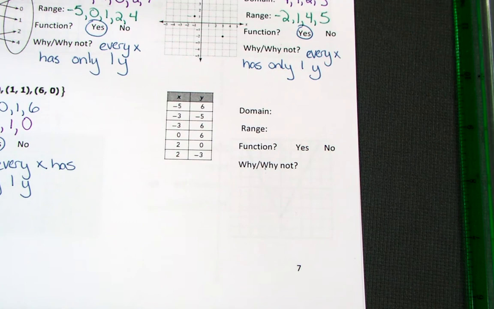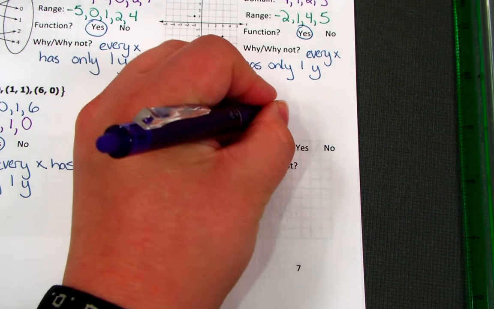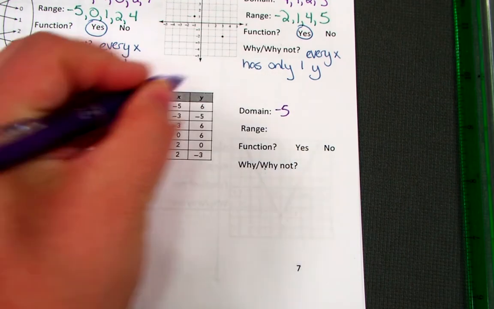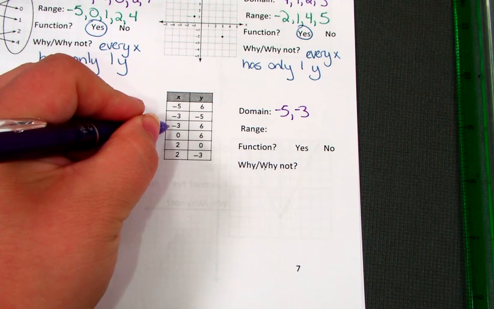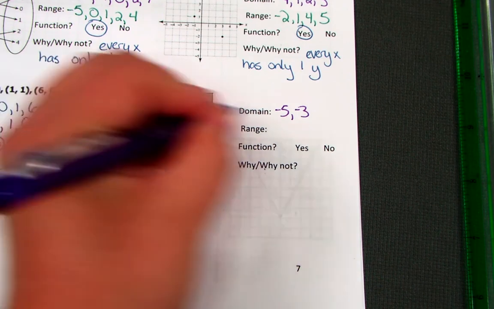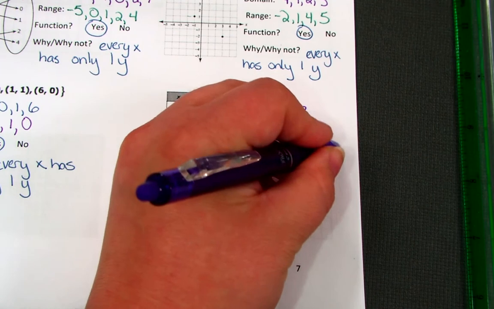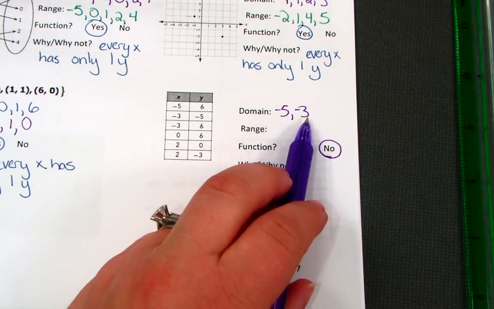So in this discrete one, let's write our domain down first. So our domain, we have -5, -3, -3 again. Uh-oh, that's 2 x's that are the same. So I know right off the bat, this is not going to be a function. And I'm not going to write the second -3 down because we don't write repeats.